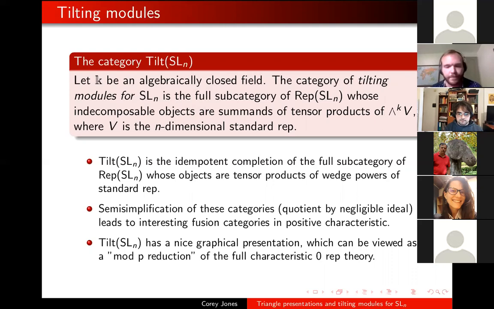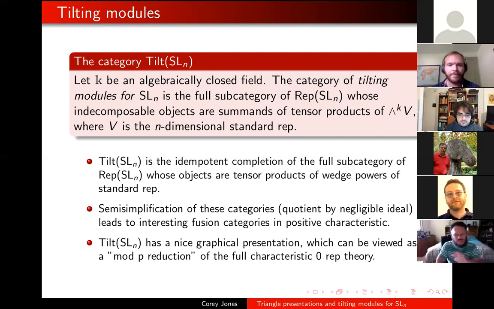Can I ask a question? Yes. So are you assuming that the characteristic is bigger than n? No, I'm not assuming that. Because then it's not the same as the standard definition. So if the characteristic is less than n, then exterior powers are actually not tilting modules in general. Okay. Then perhaps we should assume that the characteristic is bigger than n. No, you should not. Exterior powers are always tilting modules for SLN, not for other groups. Okay. For SLN. Okay, I'm sorry.